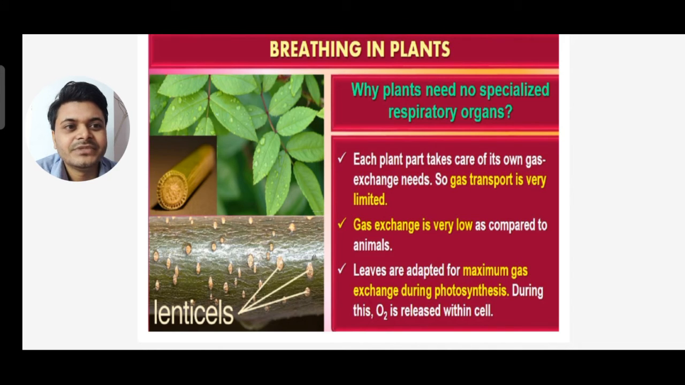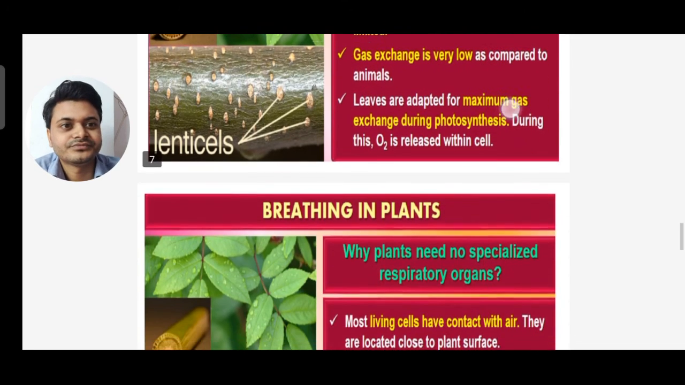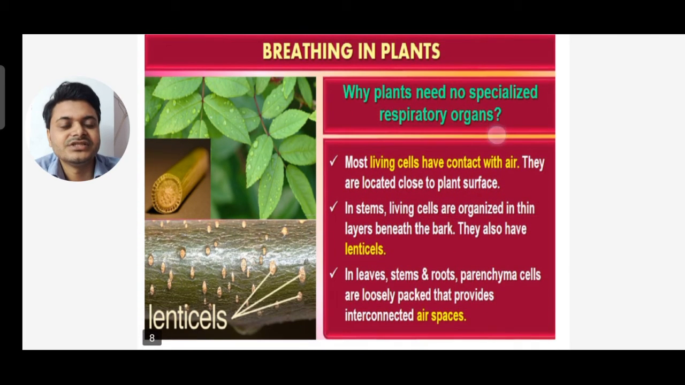Leaves are adapted for maximum gas exchange during photosynthesis. So leaves play a very important role in gas exchange during photosynthesis. During this, oxygen is released within the cell. So in the stem it's lenticels, and in the leaf it's stomata that does gas exchange.